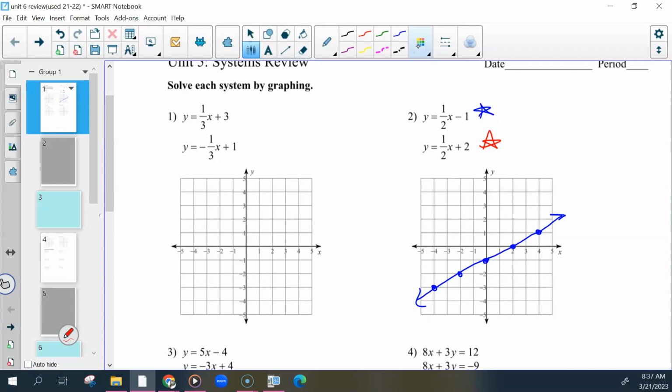And then the same thing with the second one, except this one starts at +2. Up 1, right 2. Down 1, left 2. And then you're looking for the solution. What type of solution would these have for you? No solution. They don't cross. Other questions on this first section?